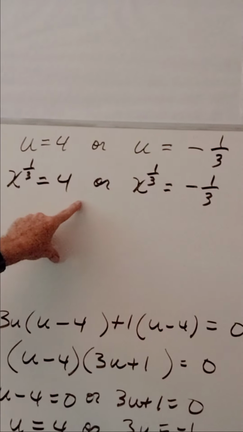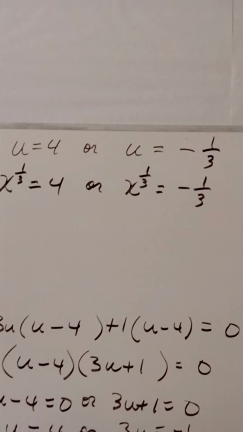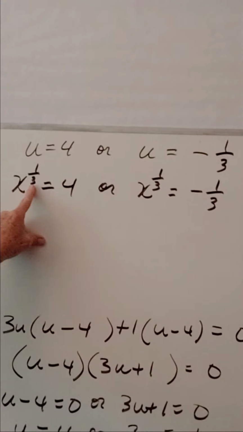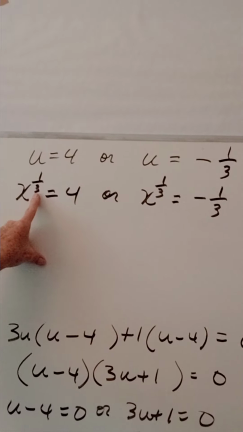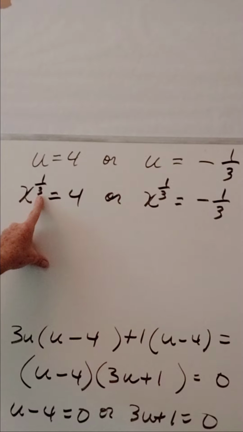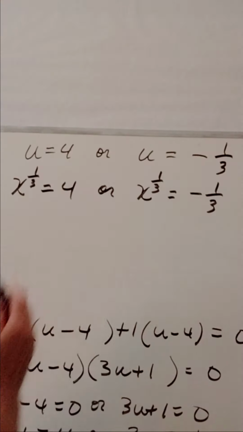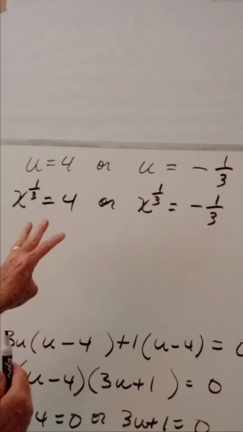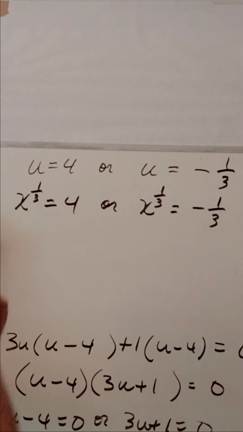Now what's nice about this one? We have rational exponents. That means radicals are involved. But look at the denominator of the rational exponent. It isn't even. It's odd. And when it's odd, all real number solutions are accepted. So we won't have to worry about doing any check. We don't have to worry about having extraneous solutions. Both of these will be valid.